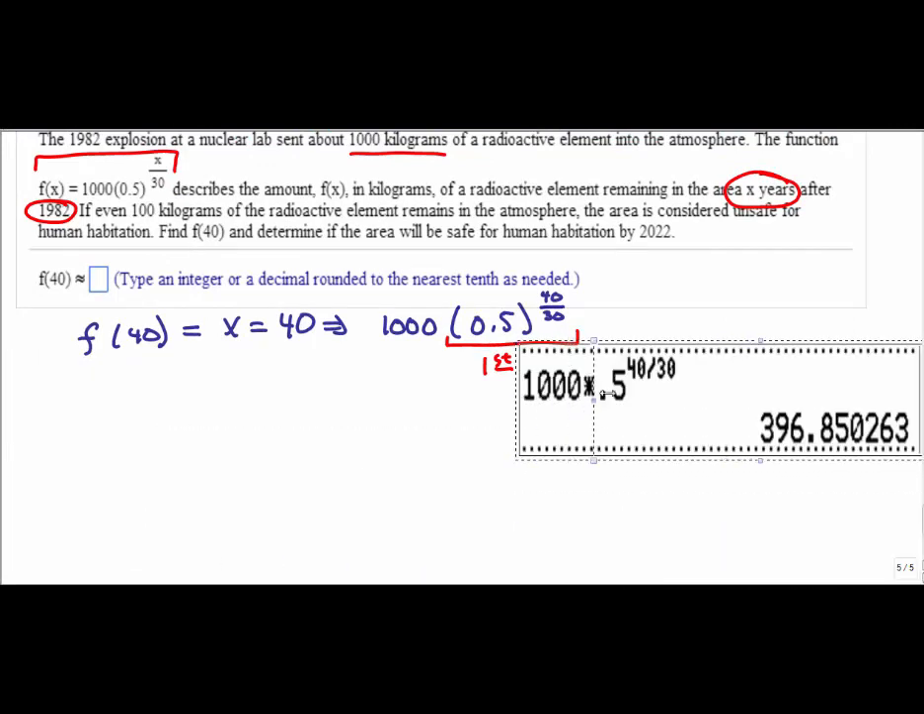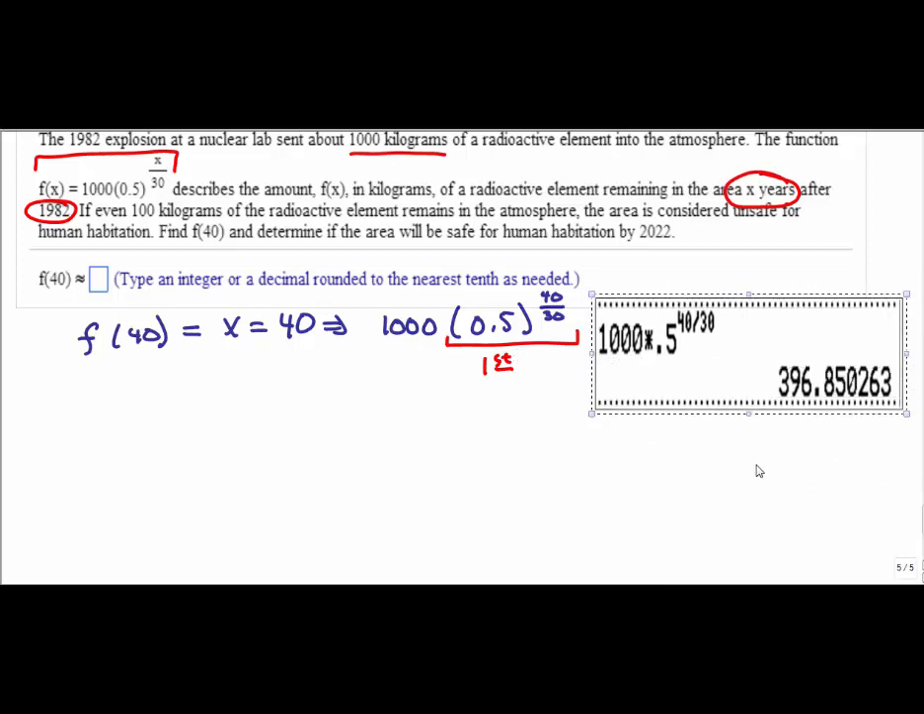It says type an integer. Just looking at our directions here. It says type an integer or a decimal rounded to the nearest tenth. Okay, so if we're going to round this to the nearest tenth, this would be 396 point. This 5 would round the 8 to a 9. So my answer here would be 396.9. Now let's think about what this means. 396.9.